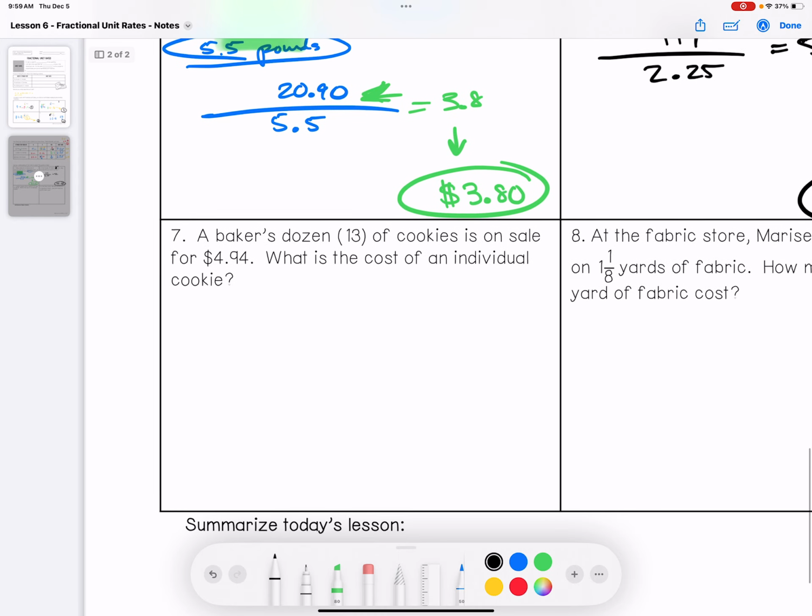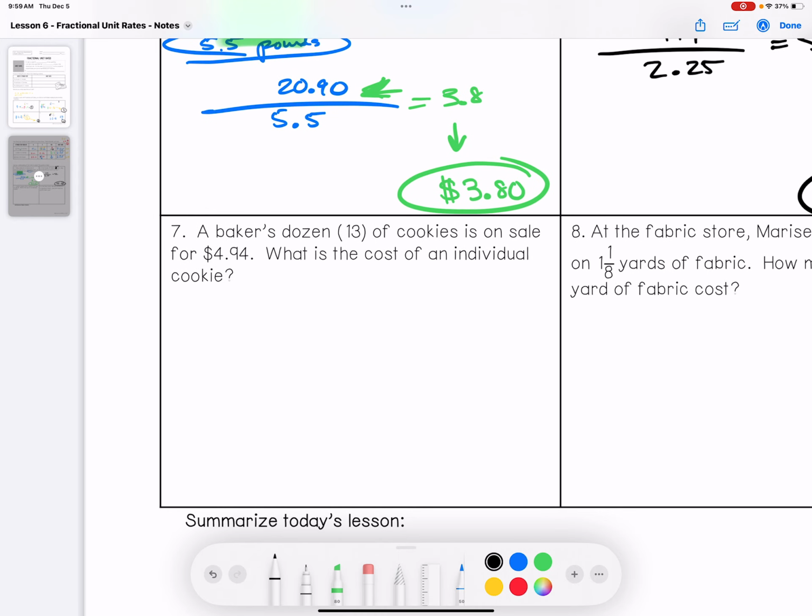Okay? A baker's dozen of cookies is on sale for $4.94. A dozen is 12. A baker's dozen means the baker was nice and he gave you an extra one, so it's 13. So a dozen is 12, a baker's dozen is 13. Baker was nice, he gave you an extra. So a baker's dozen is on sale for $4.94. What is the cost of a cookie?